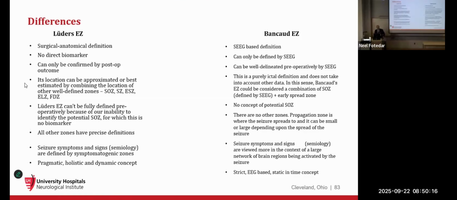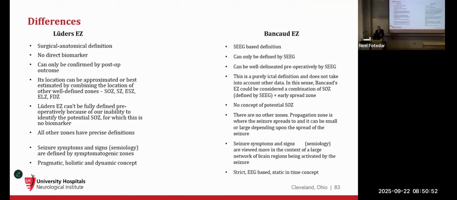In the Luders concept, we do our best to approximate the epileptogenic zone by defining everything else very carefully. In the Van Coe definition, you define the seizure onset zone and you define the spread zone. That's where there's a little bit of debate: what exactly is this early spread or organization, there's a little bit of difficulty understanding that. The Luders epileptogenic zone cannot be defined fully preoperatively because there's no biomarker for the potential seizure onset zone. In the French definition, there are no other zones. I mean, there's a propagation zone, but that's pretty much it.